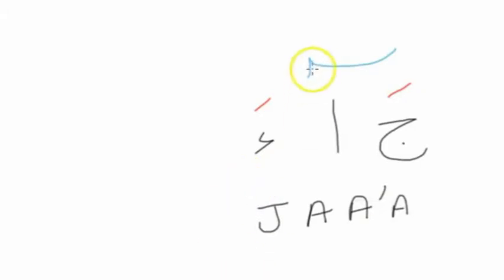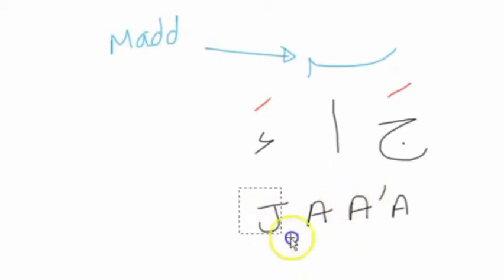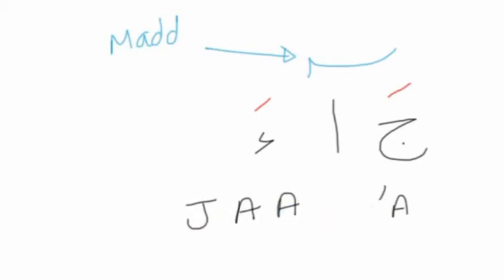Now in today's lesson we're going to be talking about this shape here. This is known as a mad. So this basically stretches the sound that comes before it. Because the A comes before it, Ja, you're going to stretch it now. Say it with me. Ja, ja.